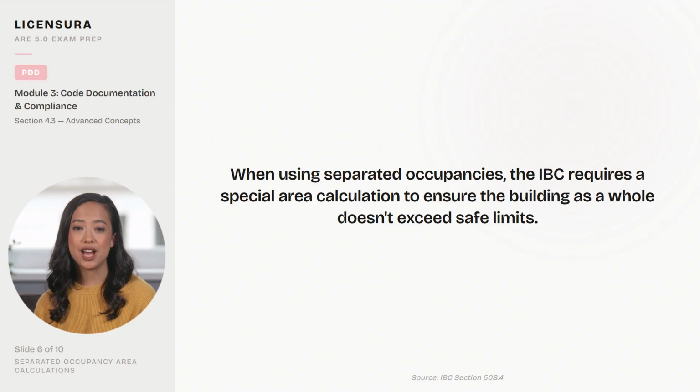When using separated occupancies, the IBC requires a special area calculation to ensure the building as a whole doesn't exceed safe limits. You can't just give each occupancy its full allowable area. They share the same structure, after all. This is where the ratio method comes in.